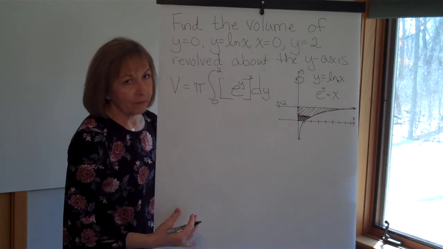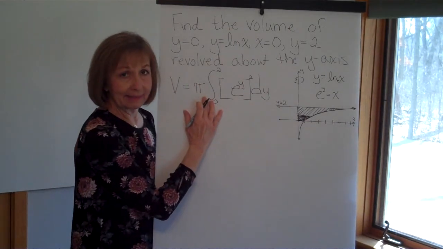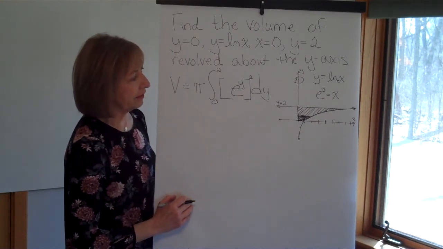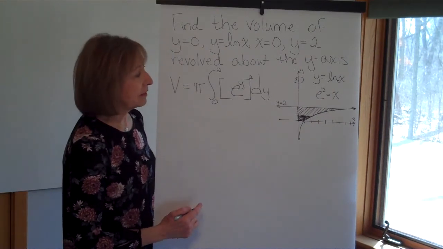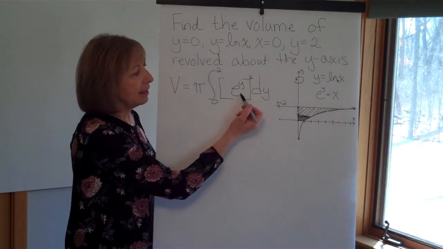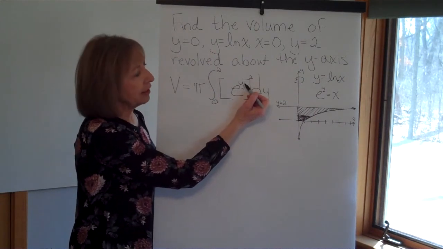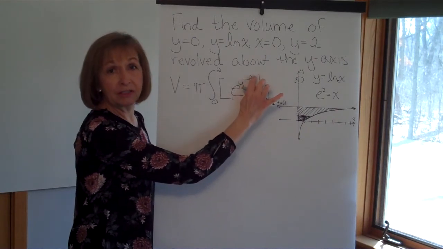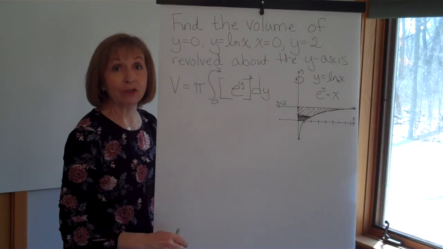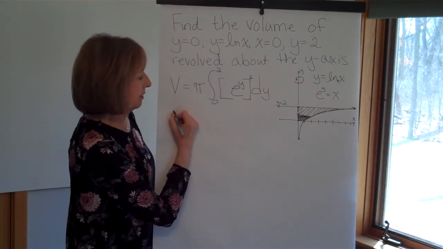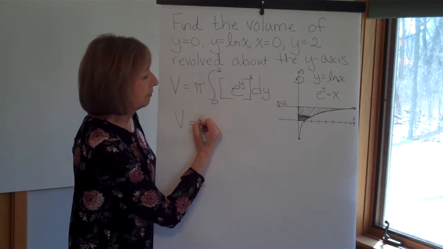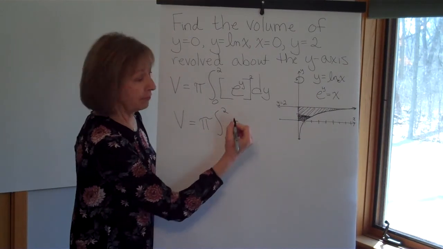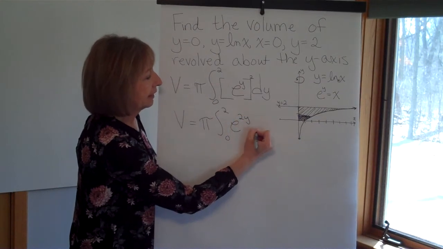That's pretty much the hard part of the whole scenario, getting this set up and deciding what method you want to use to solve it. Okay, let's go through the rest of the specifics about the solution process. Here I have an exponential expression raised to another power. And remember, when you take an exponential expression to another power, you keep the base and you multiply the exponents. So this volume is pi times the integral from 0 to 2 of e to the 2y dy.